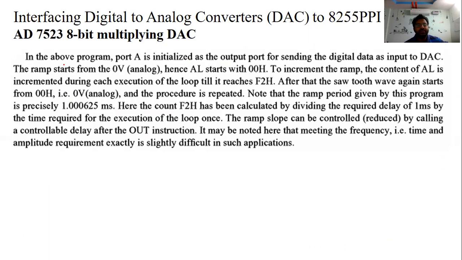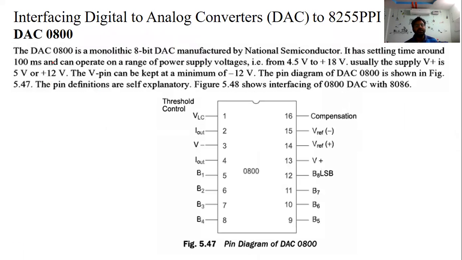Okay, so for this one, the time required to convert some digital data to the analog output is 1.00000625 milliseconds. That is, this conversion time depends entirely upon the type of device we are concerned with. Okay. The next one, the second category of DAC we are considering here.